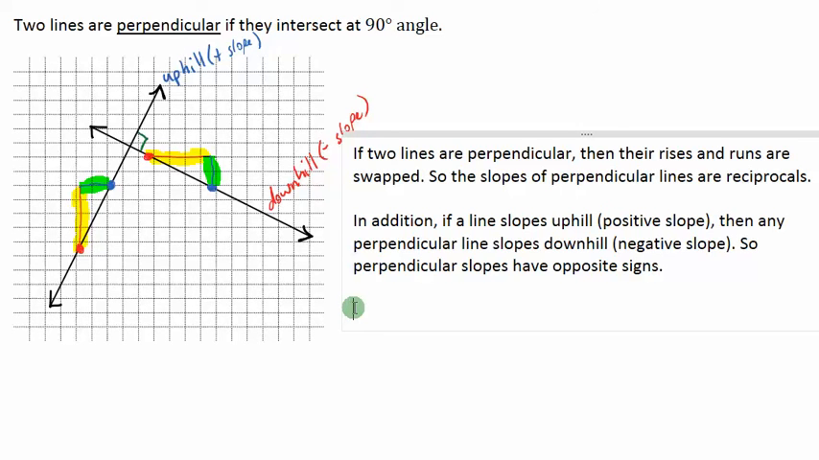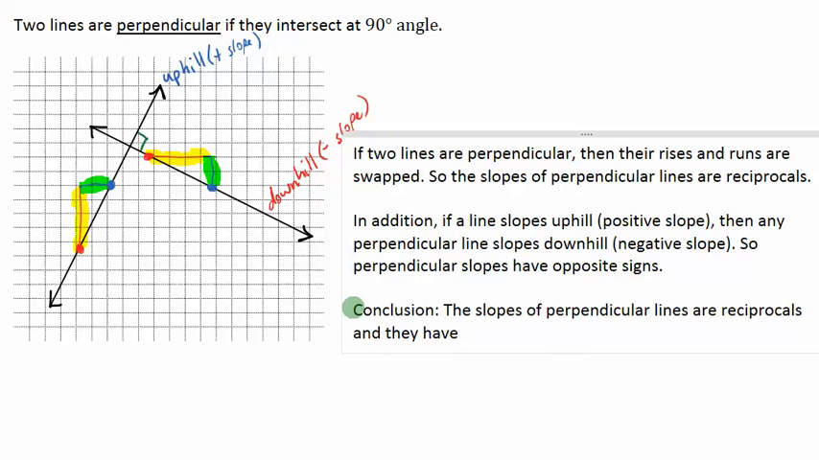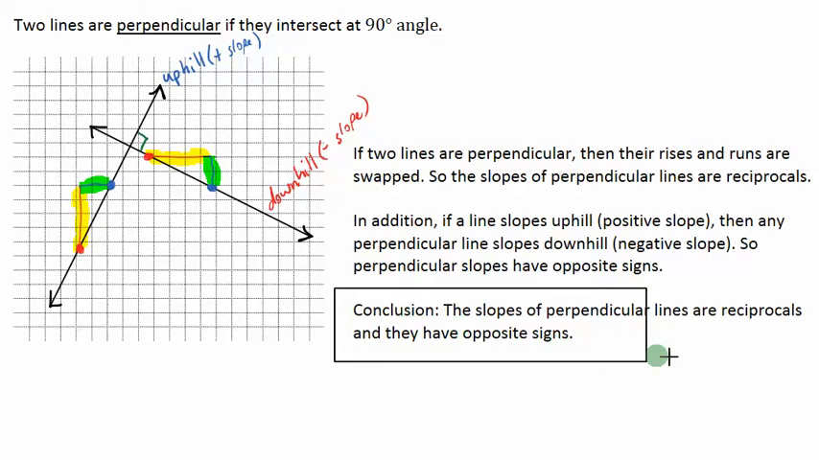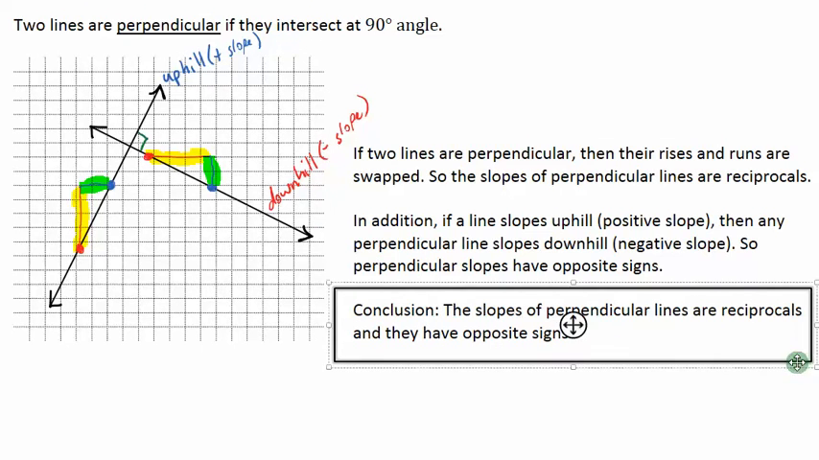Okay, so let's summarize about perpendicular lines. The slopes of perpendicular lines are reciprocals. We already said that. And they have opposite signs. So there's two things going on here. Okay, so let's look at an example. Well, first of all, let's set that conclusion apart a little bit. That's what we need to figure out. That was what was important here. Let's see an example of that now.